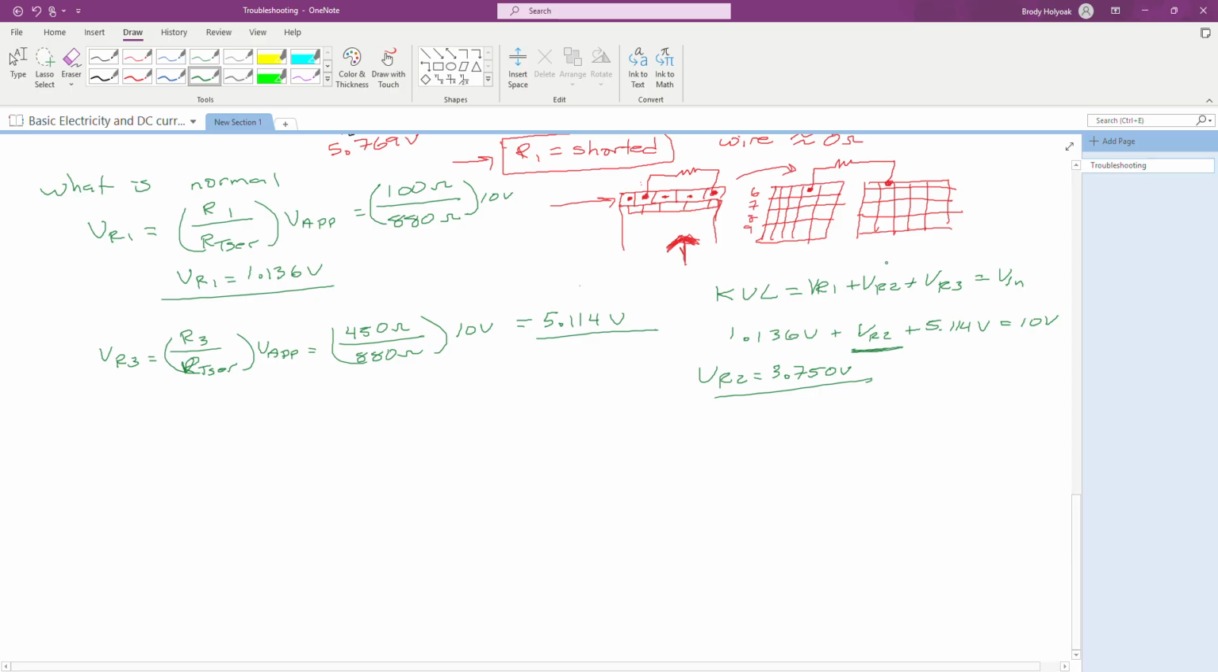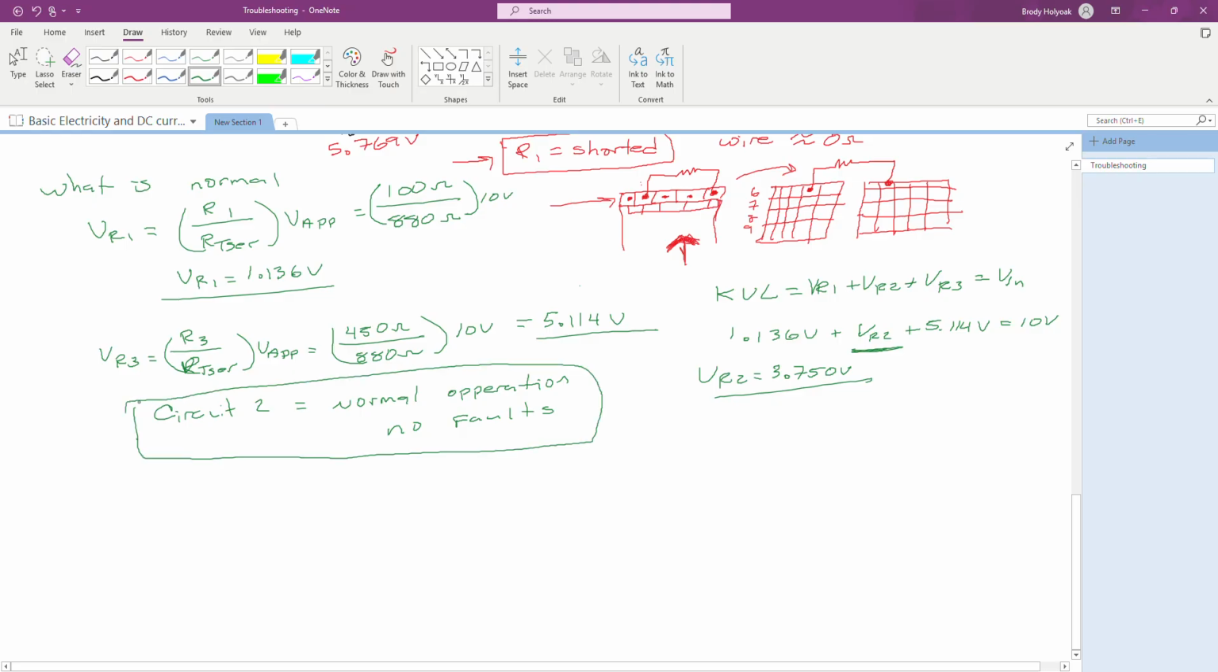So therefore, my normal operation is one of my circuit conditions, and so on circuit 2, this is normal operation, no faults. Now, we may not always have that option, and that may not always be the case, but it doesn't hurt to check. Make sure that we are at least operating under the assumption that this thing is correct. So because these values match, circuit 2 is operating at normal operation. No faults, nothing detected, nothing weird, nothing hinky.